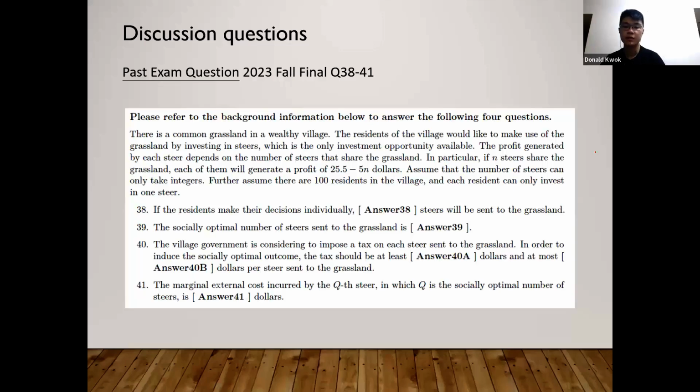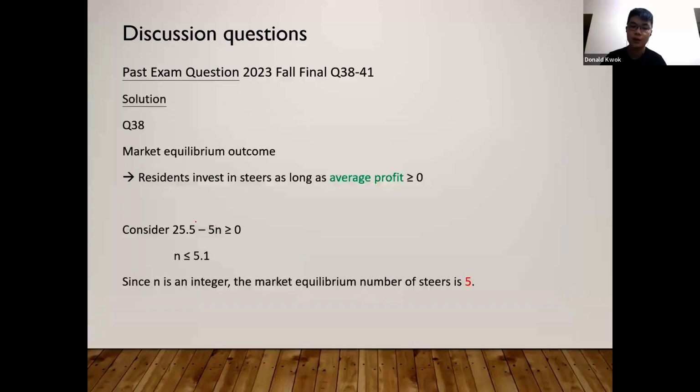Okay, again, to start with, we are going to find the number of steers to be sent if residents make decisions individually. They can only choose to invest or not to invest. Okay, so as long as the profit for each of them is greater than or equal to 0, then the resident will just invest in steers. So this is why we are going to solve this inequality. And effectively, the market equilibrium condition is to invest in steers as long as the average profit is greater than or equal to 0. And solving that, we have n smaller than or equal to 5.1. And since n is an integer, the market equilibrium number of steers is 5.